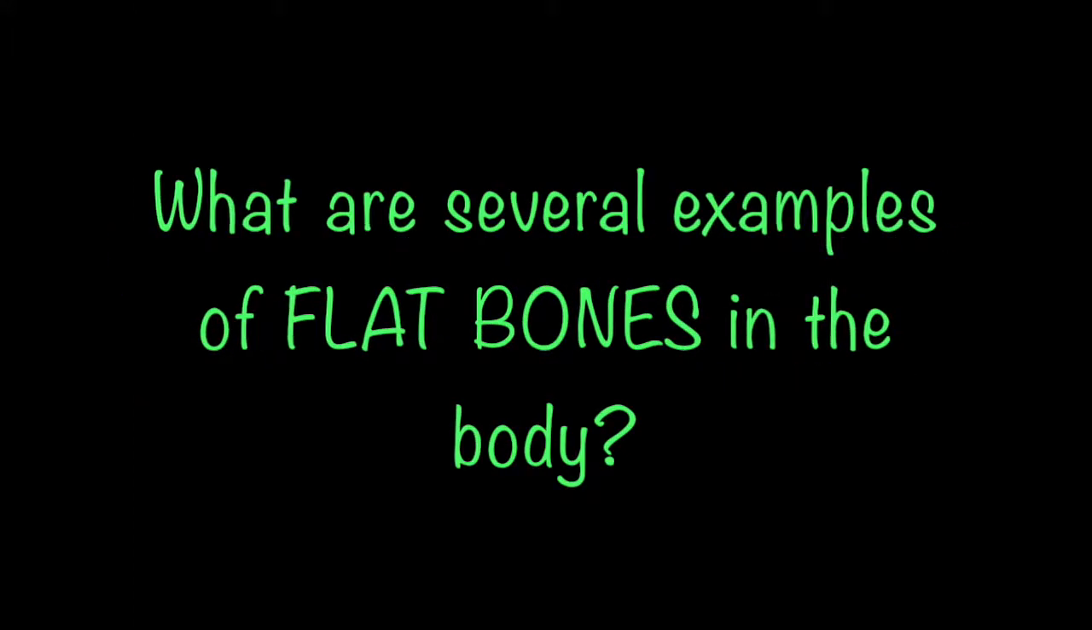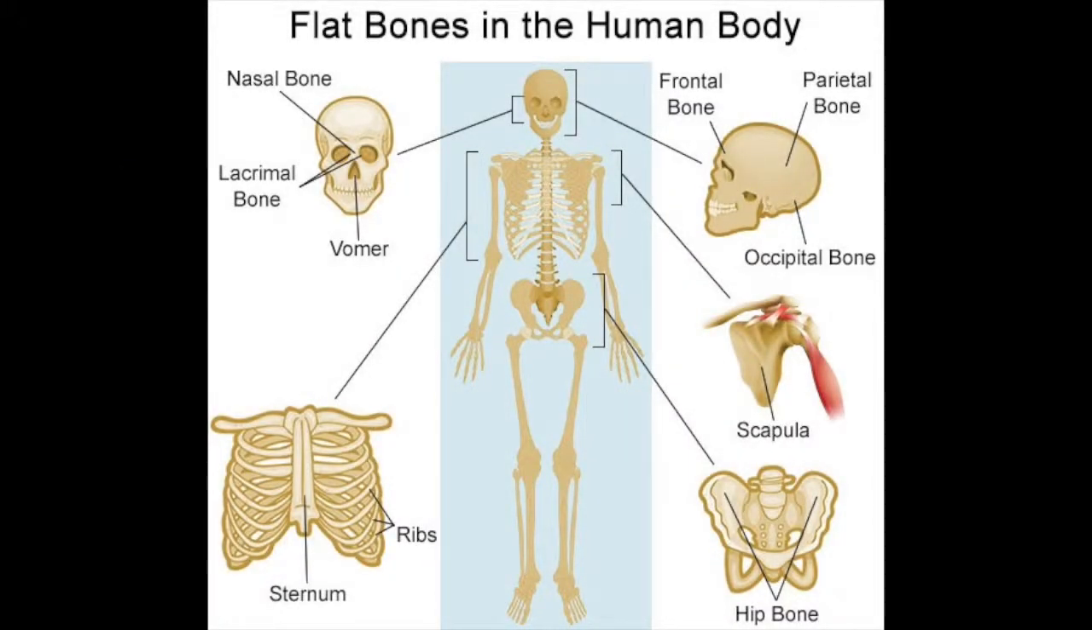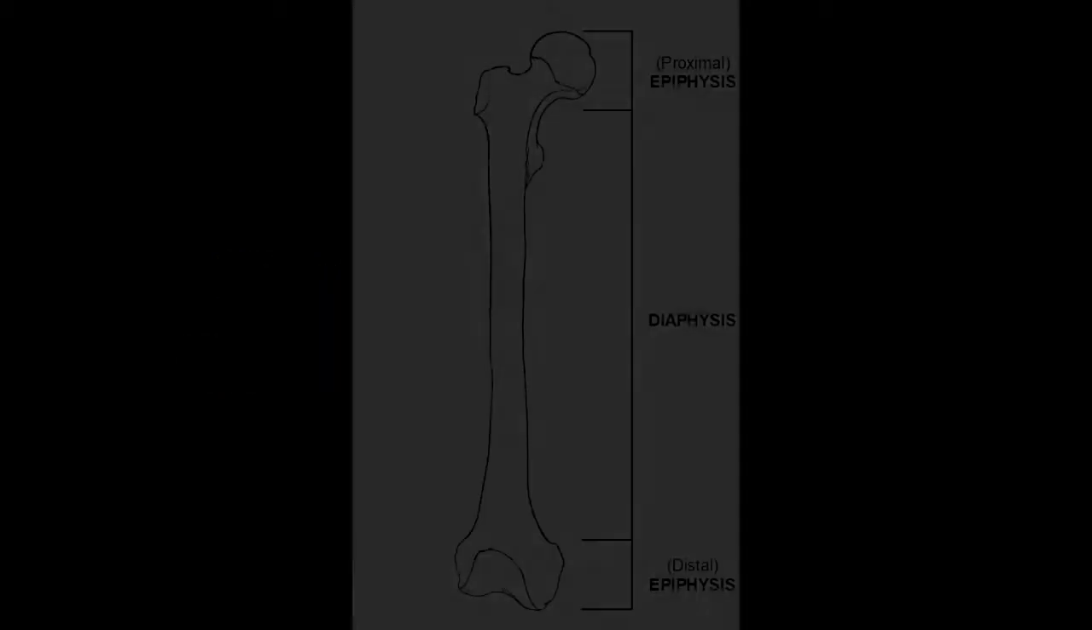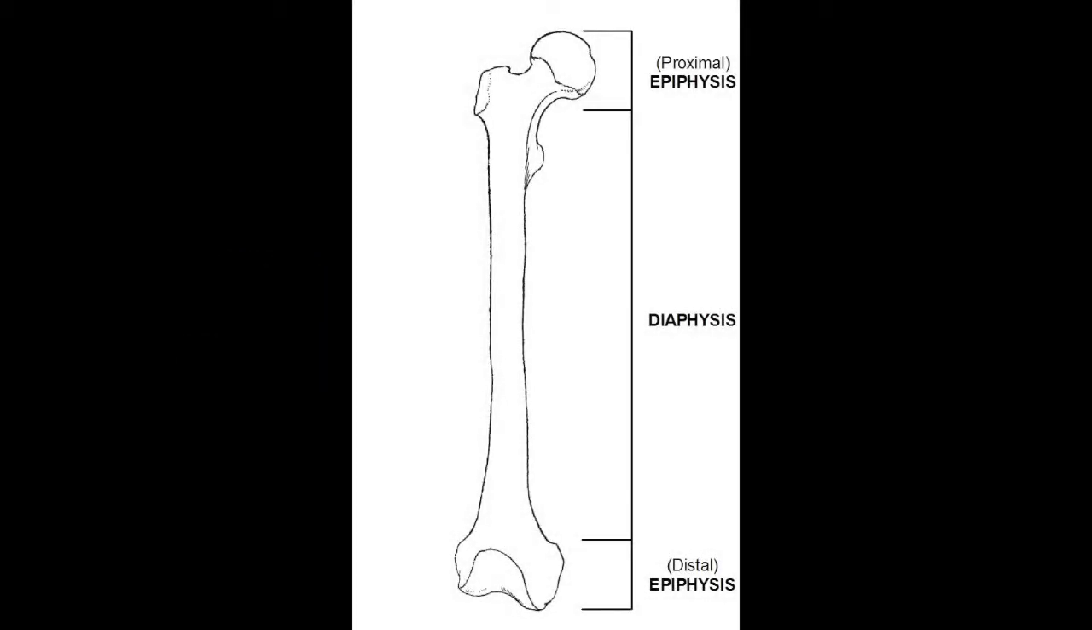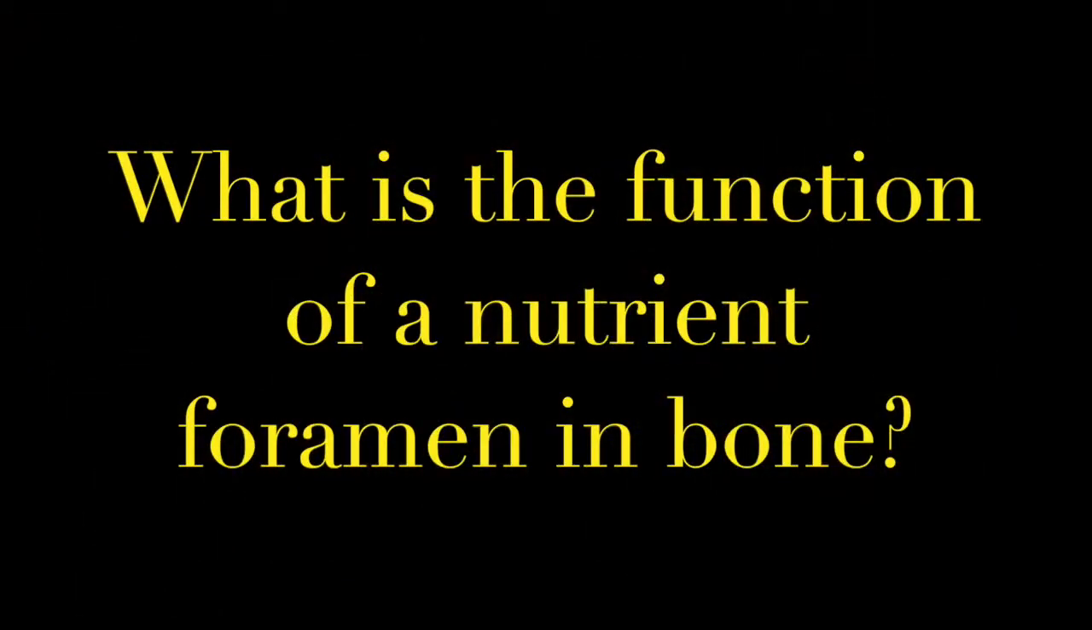What are several examples of flat bones in the body? Shoulder blades, the sternum, ribs, pelvis, the occipital, parietal, frontal, nasal, lacrimal, and hip bone. How do the diaphysis and epiphysis of a bone differ in structure? Diaphysis is a tubular shaft that forms the axis of long bones, composed of compact bone that surrounds the medullary cavity, while the epiphysis is the expanded ends of long bones, with an exterior made of compact bone and an interior of spongy bone.